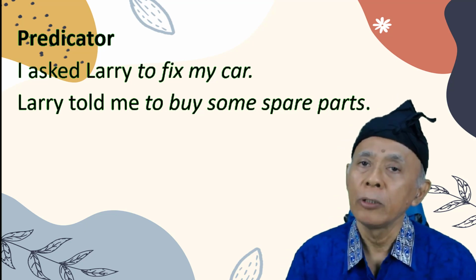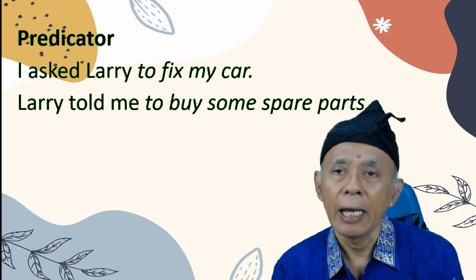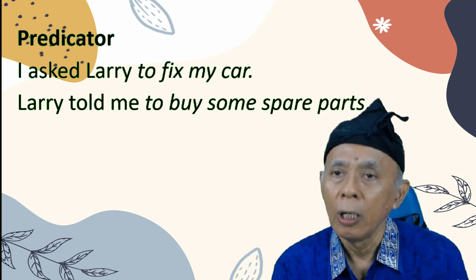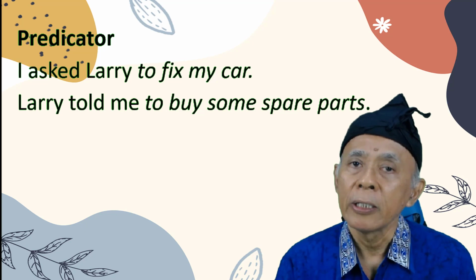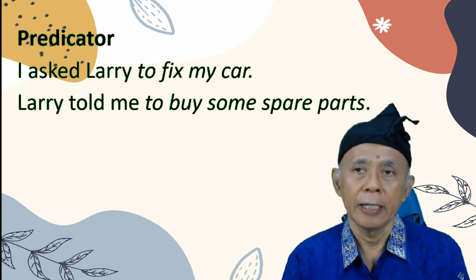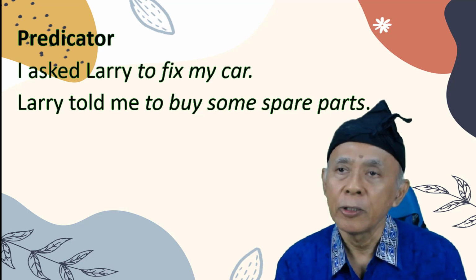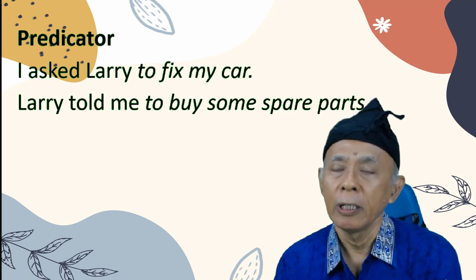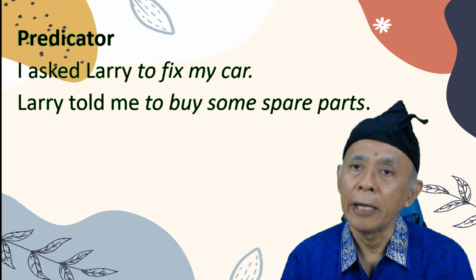Larry told me to buy some spare parts. To buy some spare parts here is a predicator. It tells what I should do. A predicator shows what the object is supposed to do because of the verb predicate. The verb predicate here is asked and told.